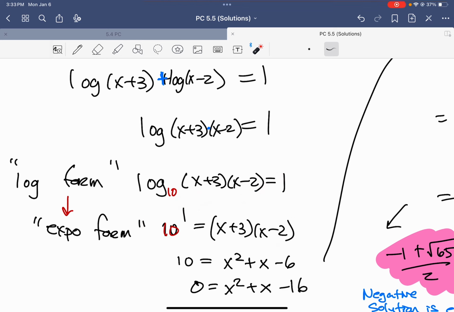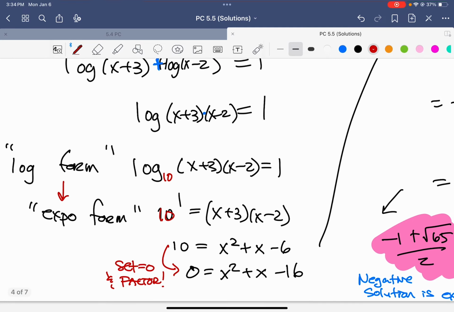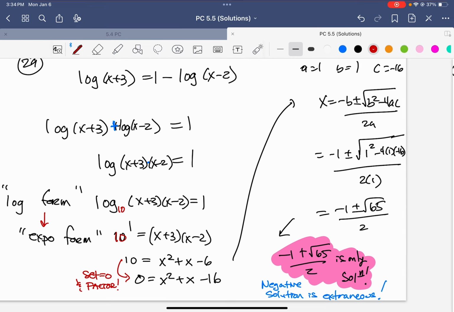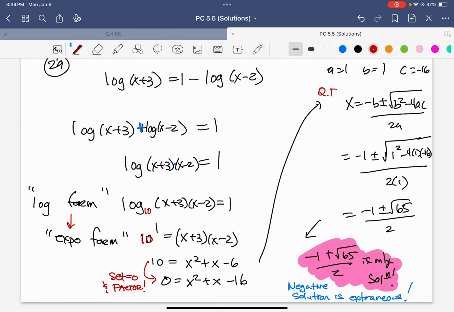Have that right there. Then if I distribute this, expand this out, I get this. And now I have an equation that I need to solve. And we know that the key way to solve an equation by hand is to set equal to 0 and factor, because we're going to use that 0 factor property. So we get everything equal to 0 and I factor. Well, I can't really factor, so I end up using the quadratic formula.